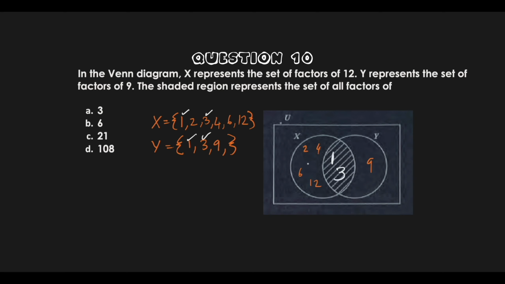So I put the other numbers just so you could see what it would have been. Now, it's asking us the shaded region represents the set of all factors of. So which number has factors 1 and 3? There's only one number that has factors 1 and 3 alone, and that would be the number 3 itself. So that's the answer to this question.